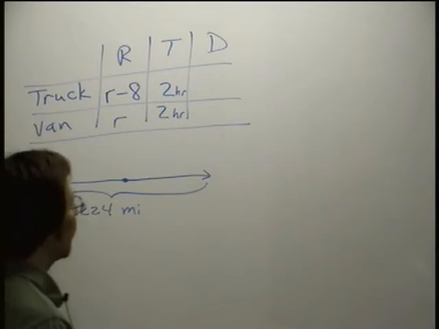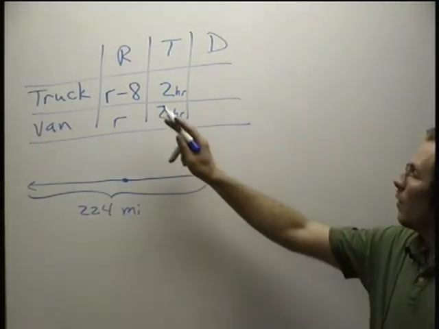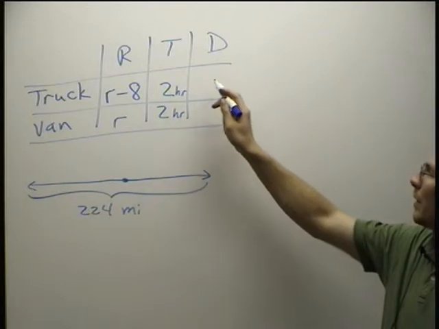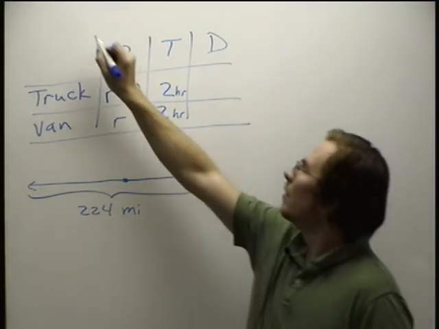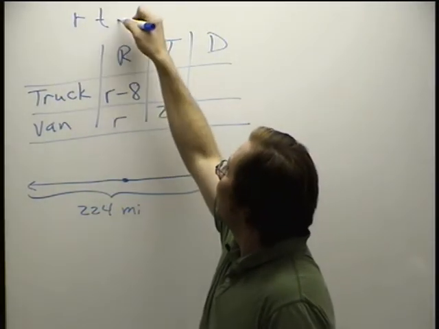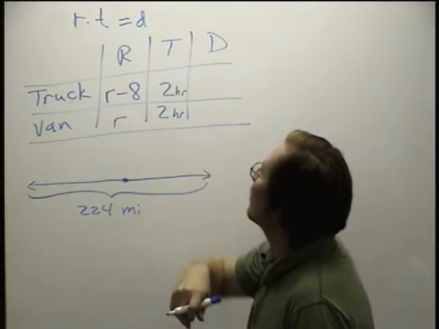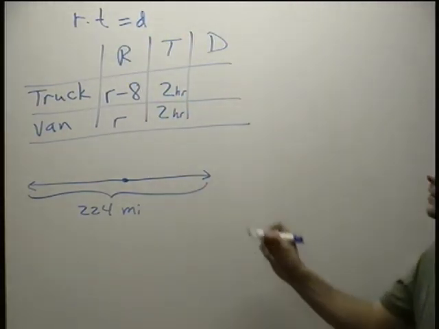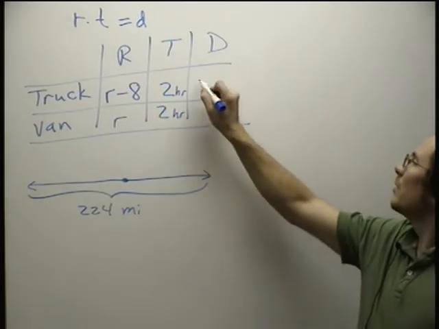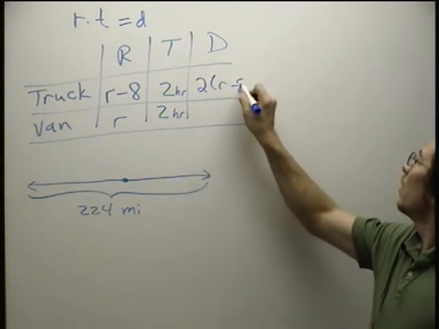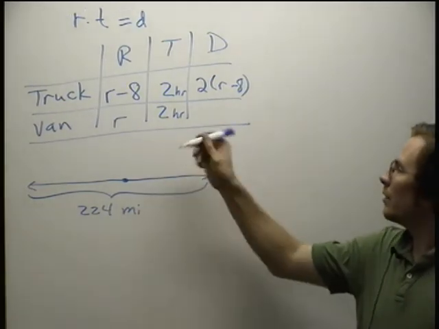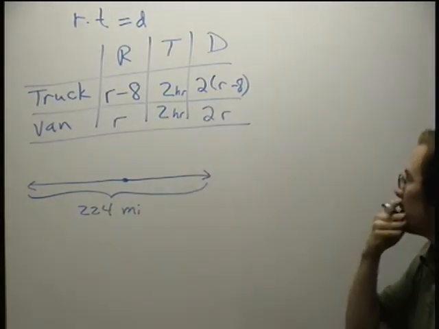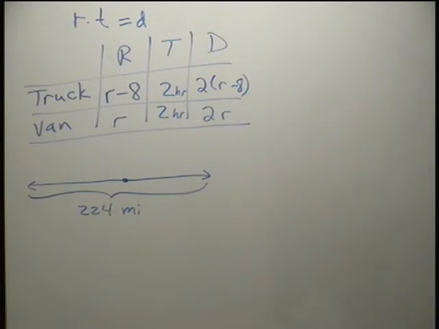Now, just like we did before, the rate multiplied by the time gives us the distance. Remember, that's our formula: rate times time equals distance. So r minus 8 times 2 and r times 2. So the question now that we have the distances is, how do we set up the equation?